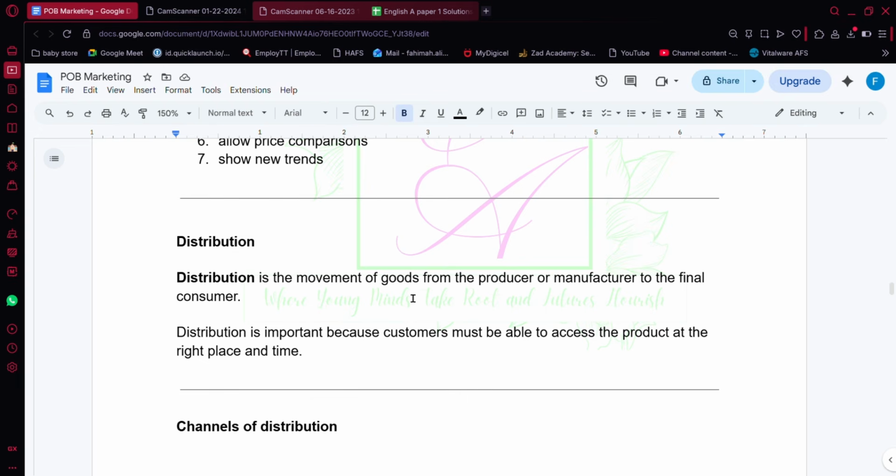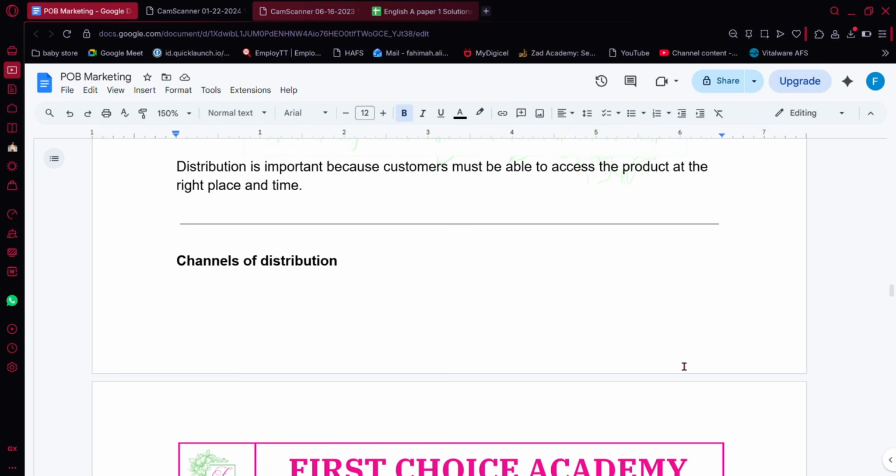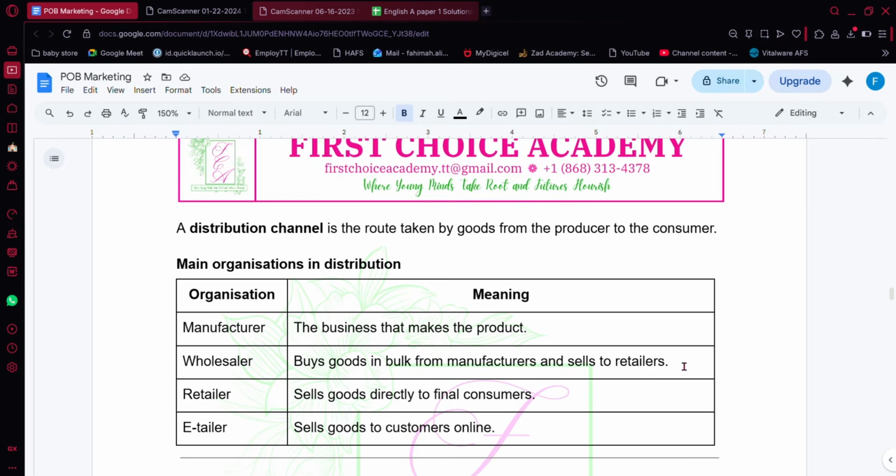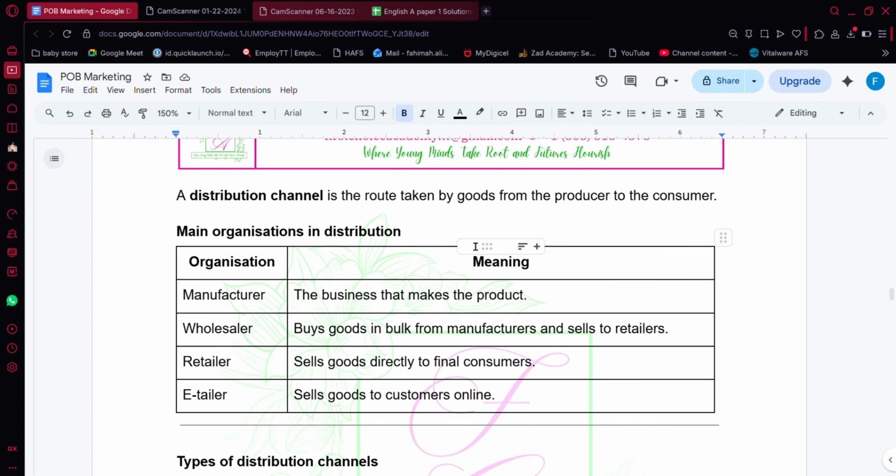Distribution is the movement of goods from the producer or manufacturer to the final consumer. Distribution is important because customers must be able to access the product at the right place and time. Channels of distribution. So a distribution channel is the route taken by goods from the producer to the consumer.